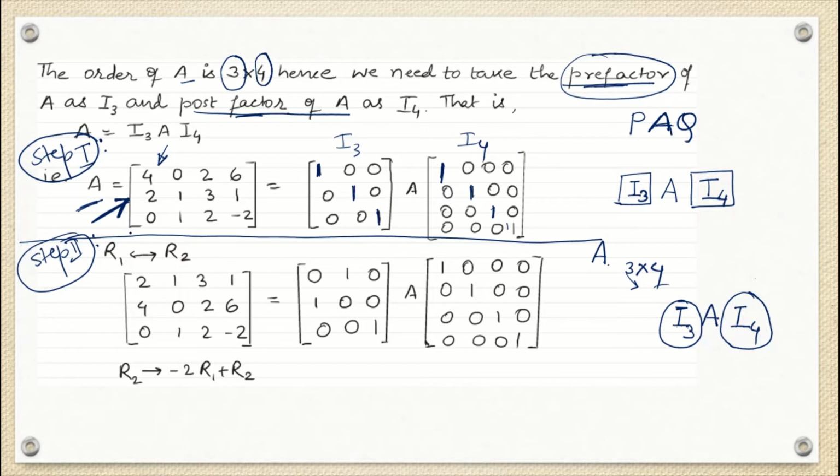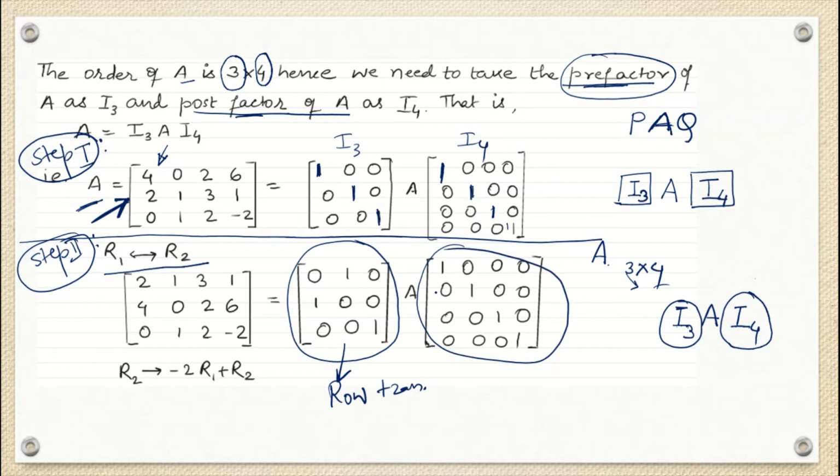The important thing here is, if I'm performing a row transformation, then it will get applied in the prefactor. In the prefactor you are going to use the row transformation. And if I'm performing a column transformation, then I have to perform it on the post factor of matrix A. So in the post factor only column transformation will get performed, and in the prefactor only row transformation. So I'm starting with this step number 2.